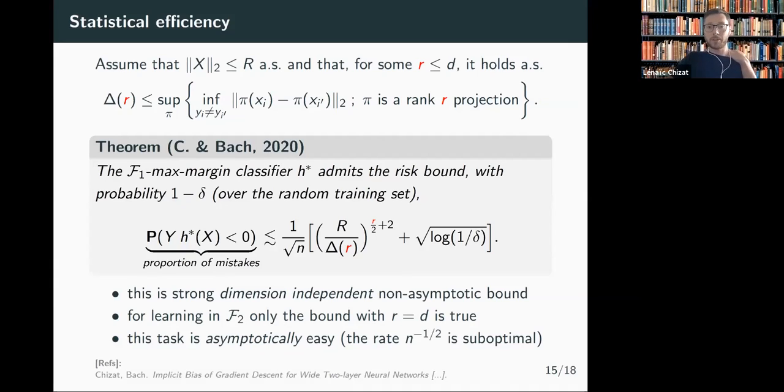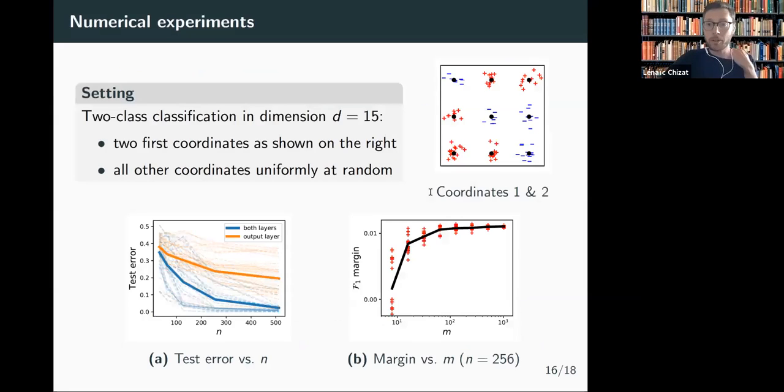And here, this is a small illustration in a specific numerical experiment. We consider a classification task in dimension 15, where the first two coordinates are distributed as follows. So we see that we have two well-separated classes.